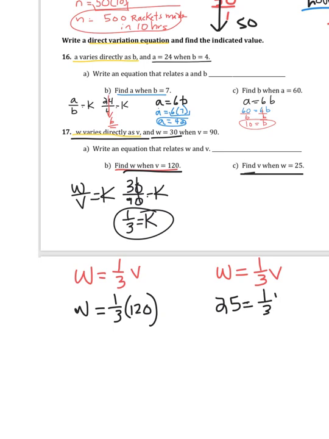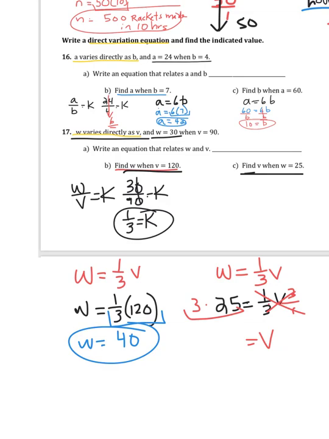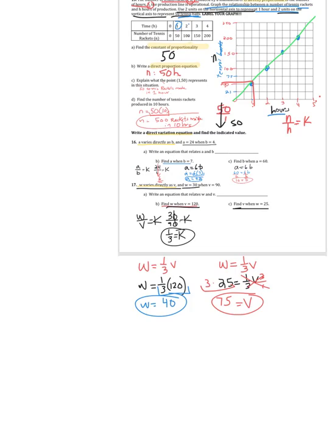W is 25, 1/3. Find V. Okay, back to this one. All I have to do is multiply that together. 1/3 times 120 equals 40. So W equals 40. And this one is divide by 3. So what's the opposite of divide by 3? Multiply by 3. That cancels, so V is left over there. Multiply by 3 on both sides. That's 75. And that's it. We're done with that page.